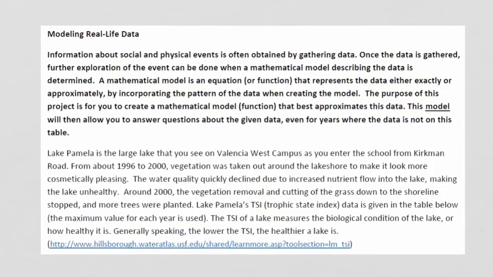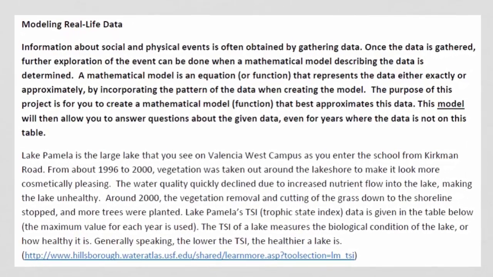Here at Valencia's West Campus, we enjoy our small body of water, Lake Pamela, but it wasn't always so beautiful. Several years ago, we interrupted the ecosystem, and then Lake Pamela became rather ill. The health of the lake was measured by the Trophic State Index. When the Trophic State Index is high, then the lake is sick, so we want it to be lower.